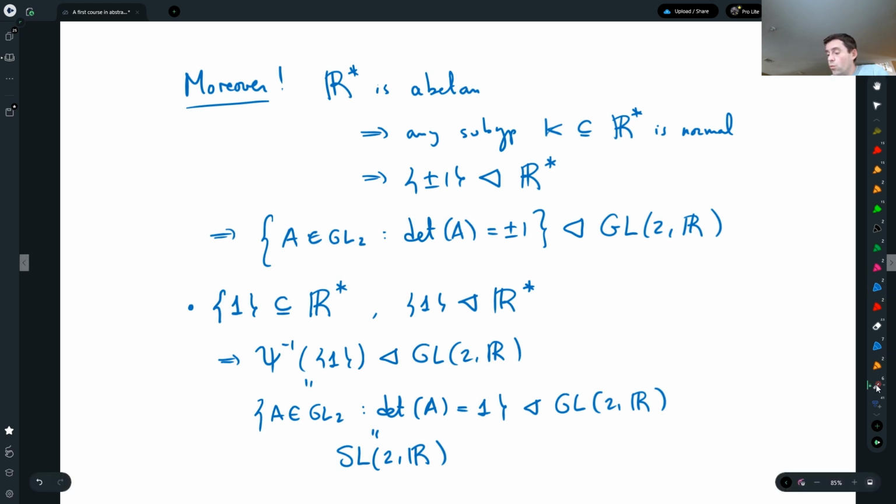But as you can see, we actually have another one, and you can figure out many other subgroups of R star. Take a prime, like the prime 2, and look at the multiplicative subgroup generated by 2 inside R star. So all the rational numbers that are positive and negative powers of 2. Look at the matrices whose determinant is a power of 2. That will be normal in GL2.